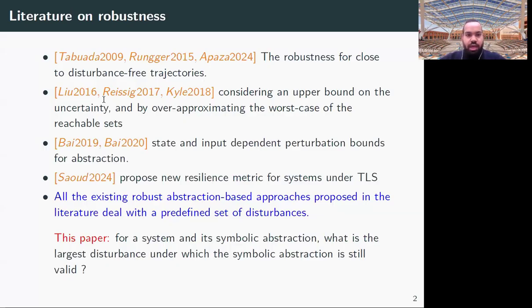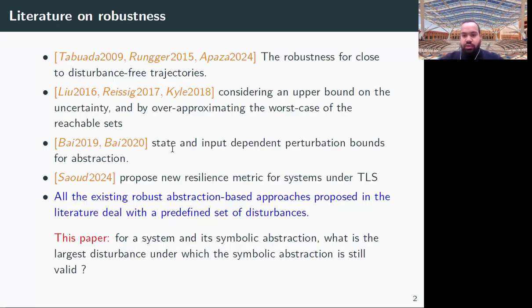Then there are Liu, Ringer and Kaelbling, who take a more structured approach by considering an upper bound on the disturbance. They conservatively approximate the worst-case reachable set, essentially drawing a safety margin around all possible behavior. This is useful when you have a known disturbance range.